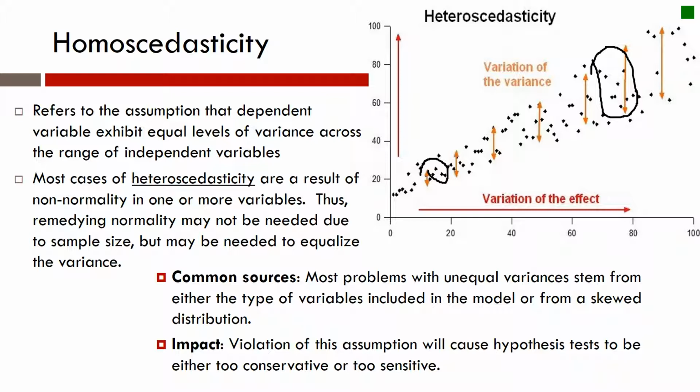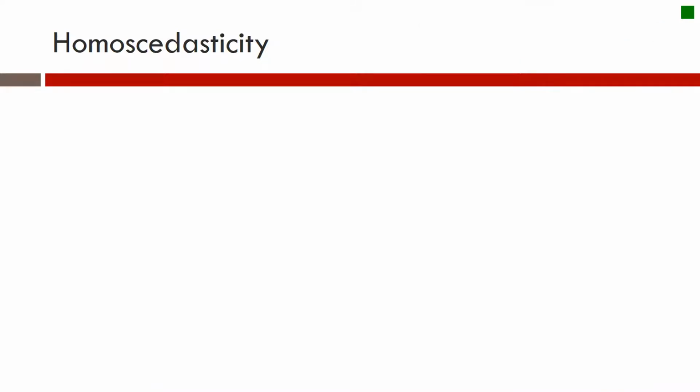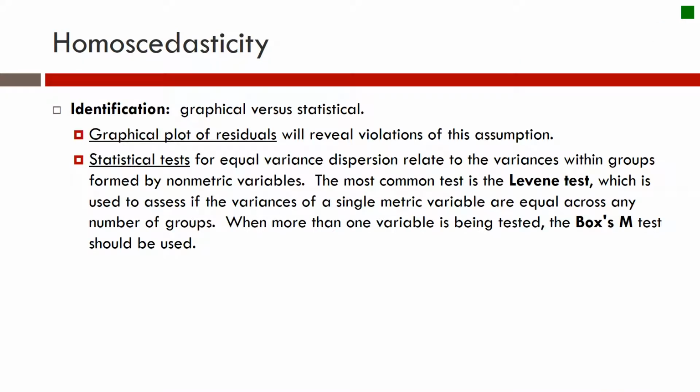Okay, so the common sources of this would be different types of variables that are being used. Maybe some type of non-normal or skewed distribution might be there. And again, this is going to violate some of the interpretations that we have of our data. So homoscedasticity is something we want to ensure is there where possible.